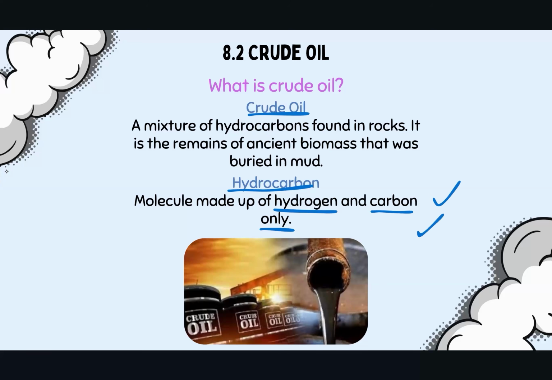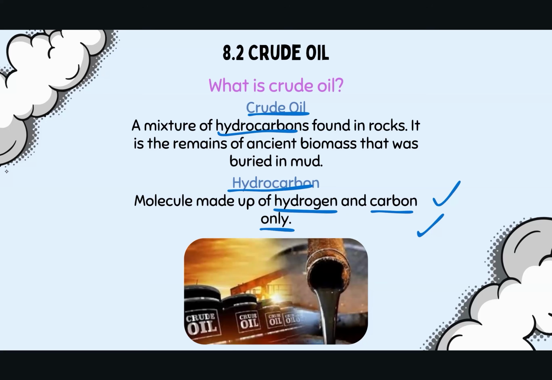Now, crude oil is a mixture of hydrocarbons found in rocks. And it's made up of animals and living things, plants, organisms that died many, possibly millions of years ago. And the way they died, because they were buried in mud, so there was less oxygen. It means they've decomposed slowly and eventually turned into fossil fuels.